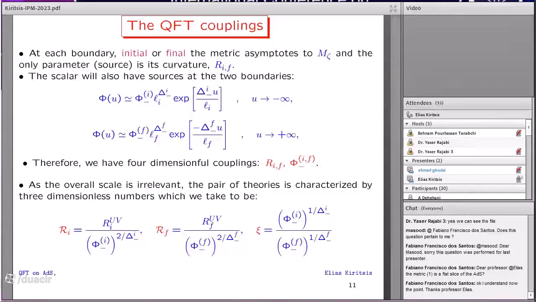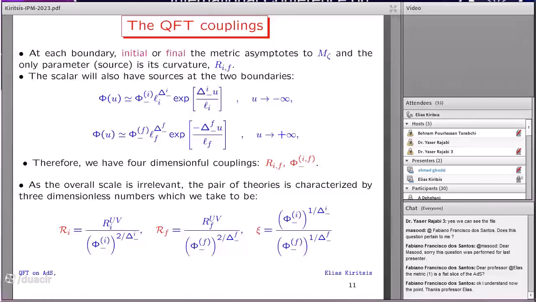So let me call the two boundaries initial and final by choosing a direction for the flow, although this is a choice. In all cases, the metric asymptotes to the metric I chose for the slice, and the only parameter of this metric is its curvature. If I look at how phi asymptotes as u goes to minus infinity or plus infinity, which are the two boundaries, this is the usual exponential behavior, and the coefficient is basically the source for the scalar, or if you wish, the coupling associated to the scalar operator, which is dual to phi.